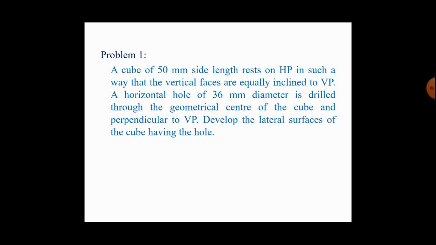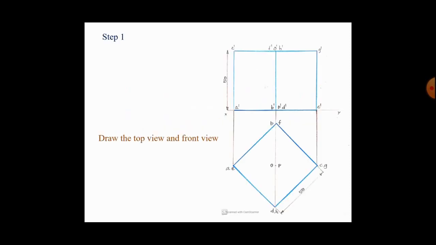Now a horizontal hole of 36 mm diameter is drilled through the geometric center of the cube and perpendicular to VP. That means the hole is drilled in the cube through the geometric center in such a way that the hole is perpendicular to VP. The axis of the hole is perpendicular to VP. That means the hole is visible in the front view. And you are asked to develop the lateral surfaces showing the hole. So let's see how to solve this problem.